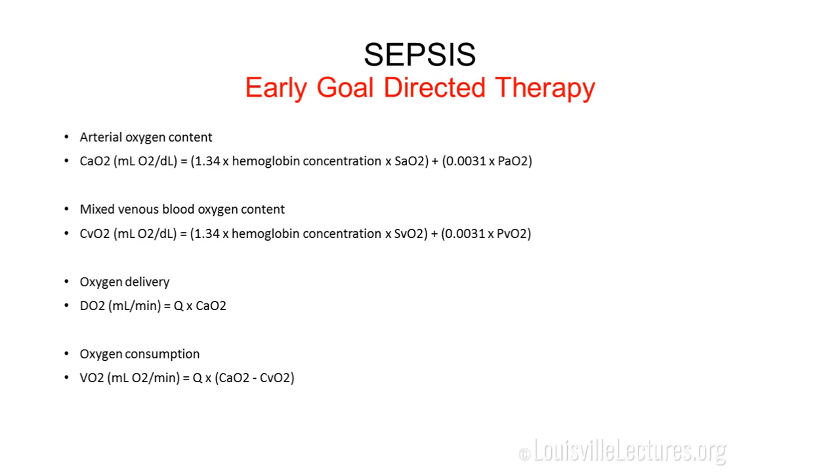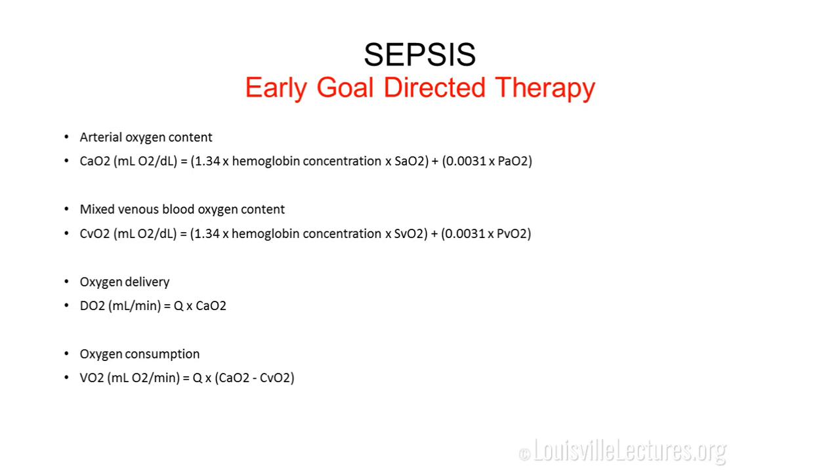Mixed venous blood oxygen content is pretty much the amount of oxygen bound to hemoglobin and the amount of mixed venous oxygen dissolved in the blood. Oxygen delivery is the arterial oxygen content times cardiac output. And oxygen consumption is the cardiac output times the difference between the arterial oxygen content minus the mixed venous oxygen content.